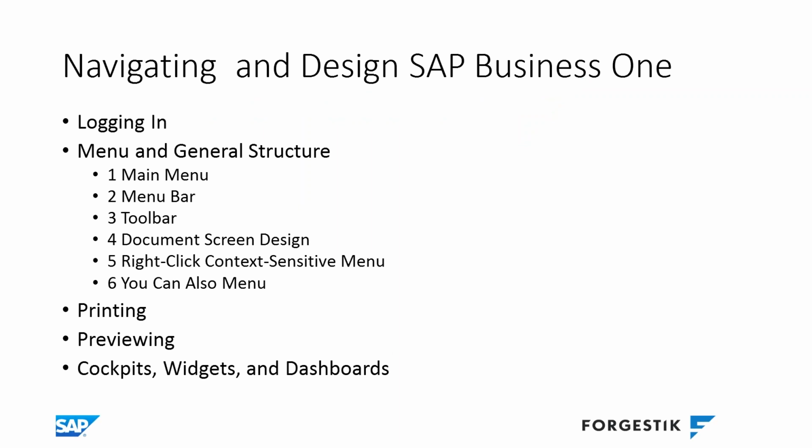Okay, so today what we're going to be talking about is navigating and design in SAP Business One. We're going to discuss the logging in, the menu and general structure. We'll have a discussion of the main menu, the menu bar, toolbar, the document screen design, some right-click context-sensitive menus, and the You Can Also menu. We'll do a quick overview of printing, previewing, and a little bit of a discussion on the cockpits, widgets, and dashboards. I won't be focusing on that one. That's a class all of its own.